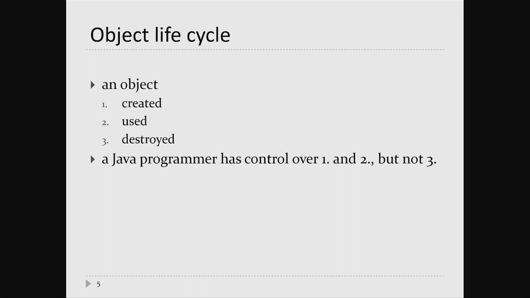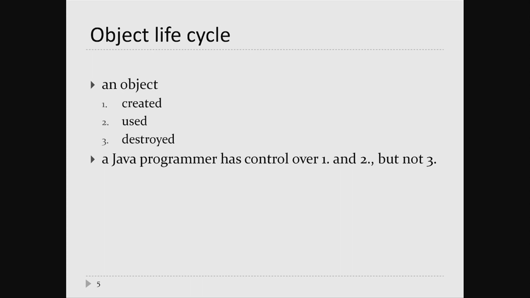Before you can use an object in your program, you have to create it. So we say that an object is born. Then you go ahead and use the object once it's been created. And then when you no longer need the object, it can be destroyed. Created means memory is allocated for the object and the state of the object is initialized. Destroyed means that whatever resources were used by the object can now be freed back to the Java runtime.